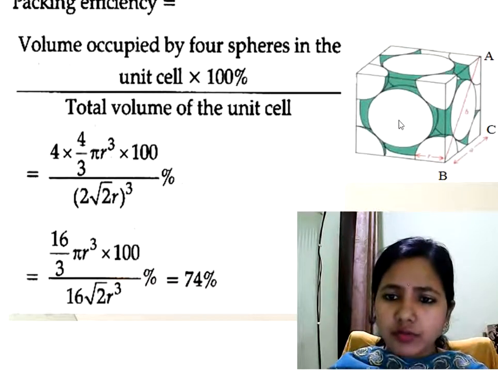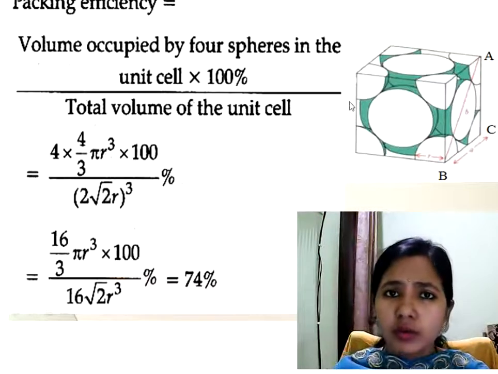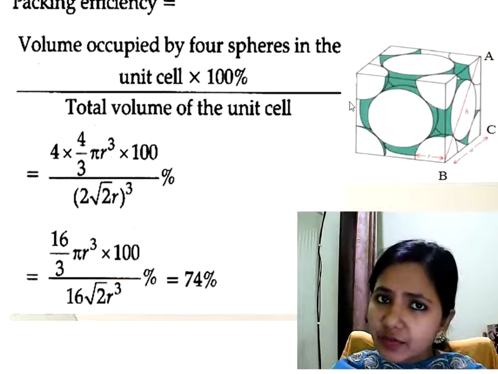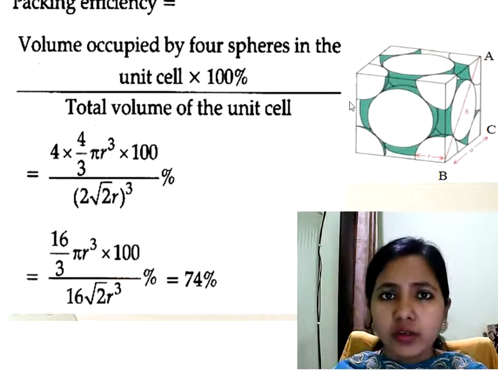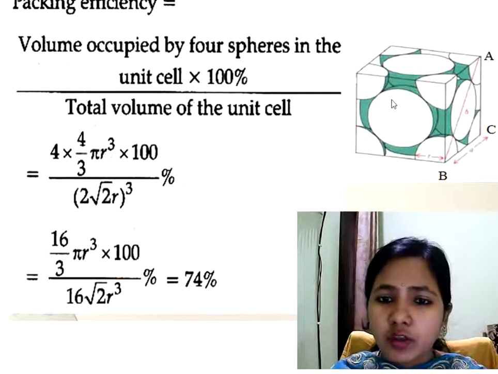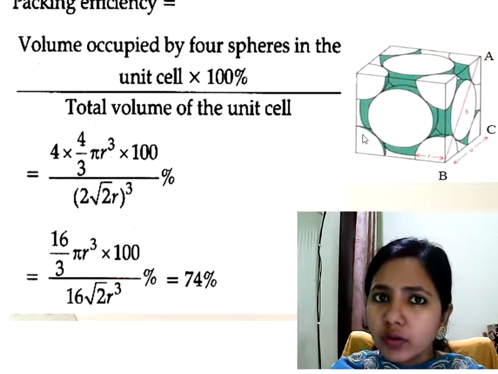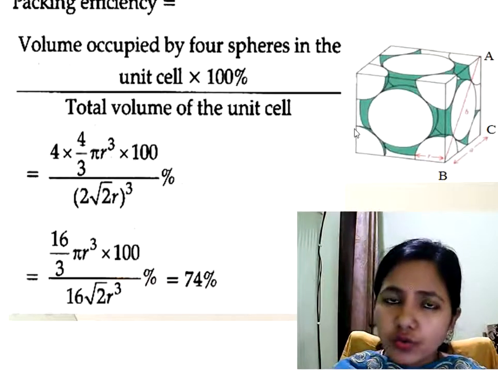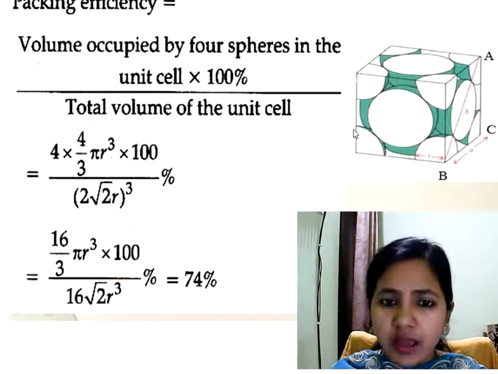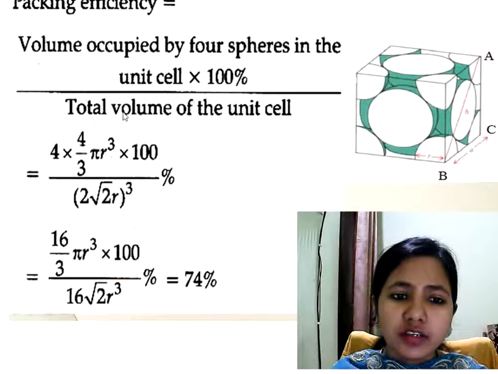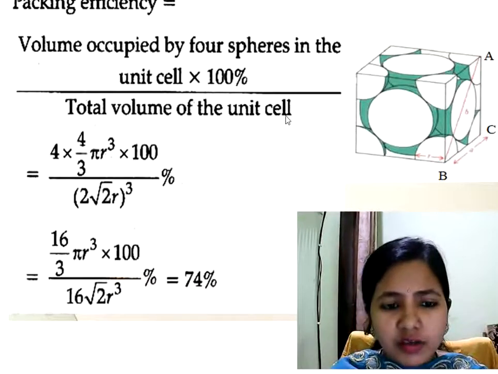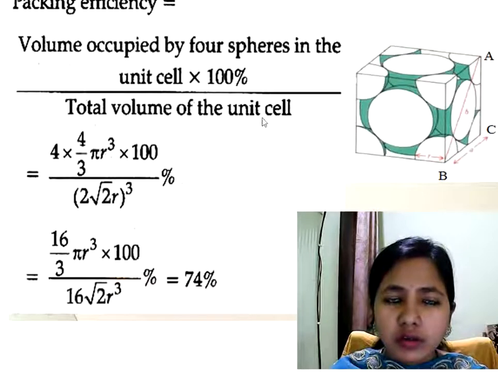So in case of FCC, the total number of atoms per unit cell is 4, right? We have already calculated this in the previous classes. So the number of atoms here is 4, right? And the volume of one atom is equal to 4 by 3 pi r cube. And the next is the total volume of the unit cell, which is equal to a cube.